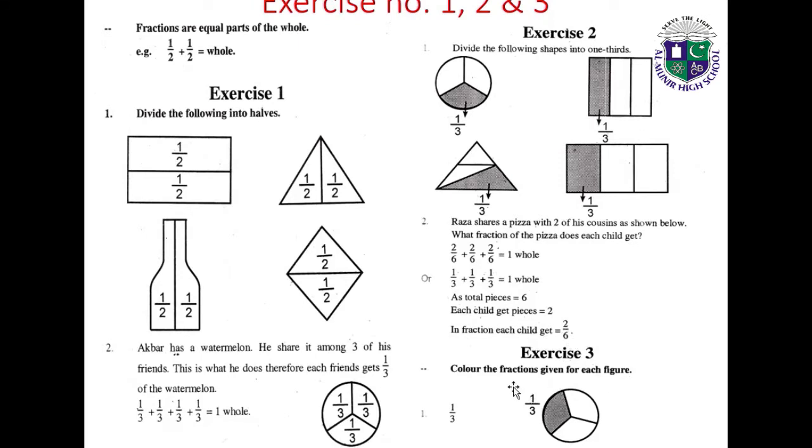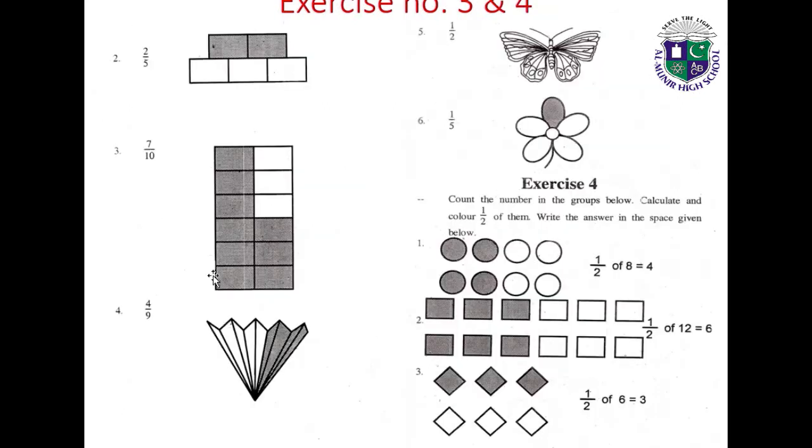2 over 6. Color the fraction given for each figure. 1 by 3rd: one part is colored, the shaded part. And the second, 2 by 5: 1, 2, 3, 4, 5, 2 parts are shaded, the value of 2 by 5.